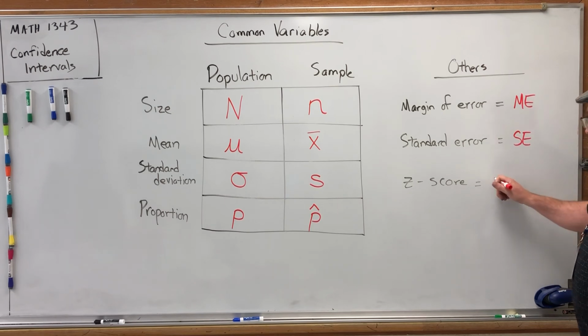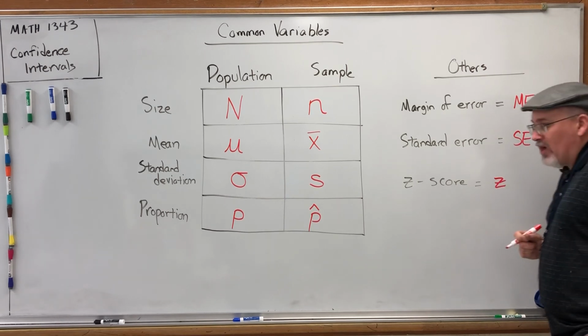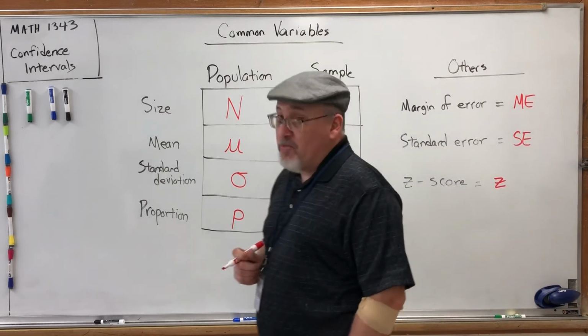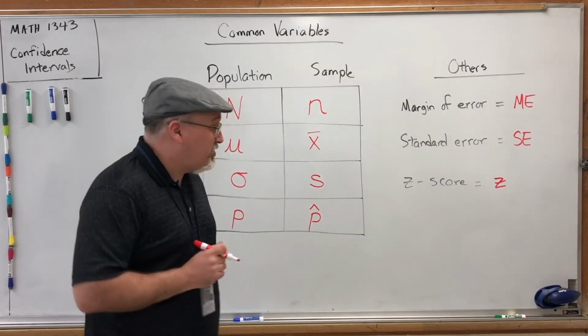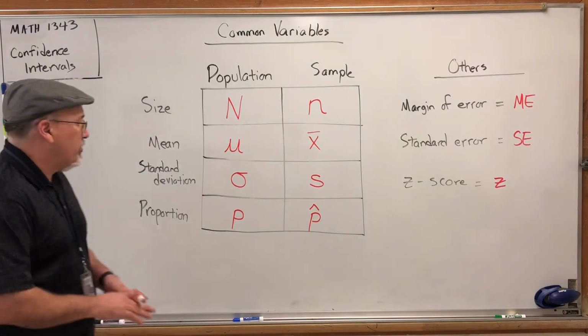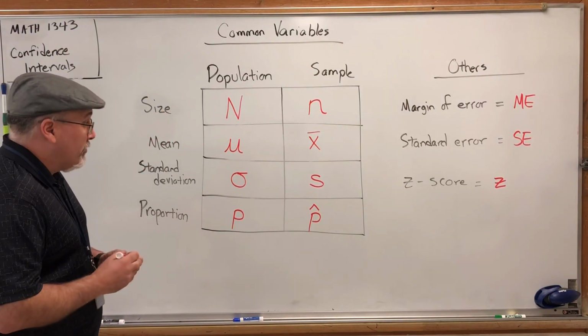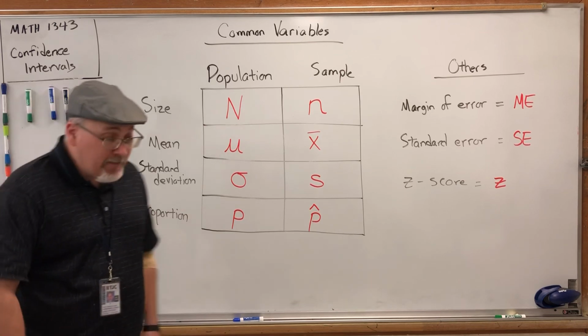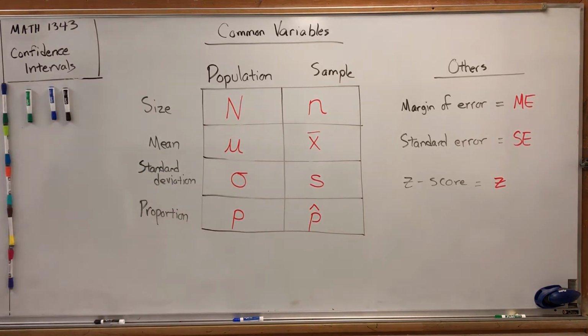And of course, a z-score is just represented with a z. And if you watch the videos from last week, and hopefully you have, then we've seen z-scores already. We could also add a t-score to that, but I don't think that's necessary right now. All right, so know these variables, know them, know them, know them. Without them, you're going to get stuck early and often.